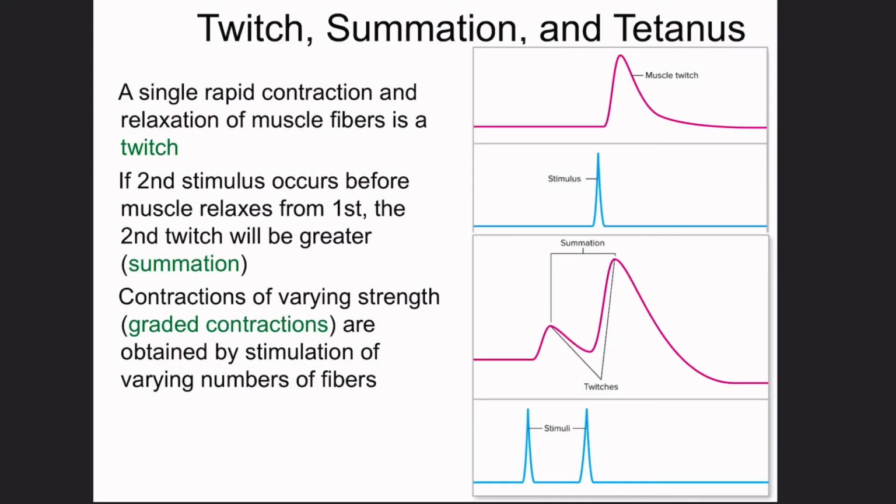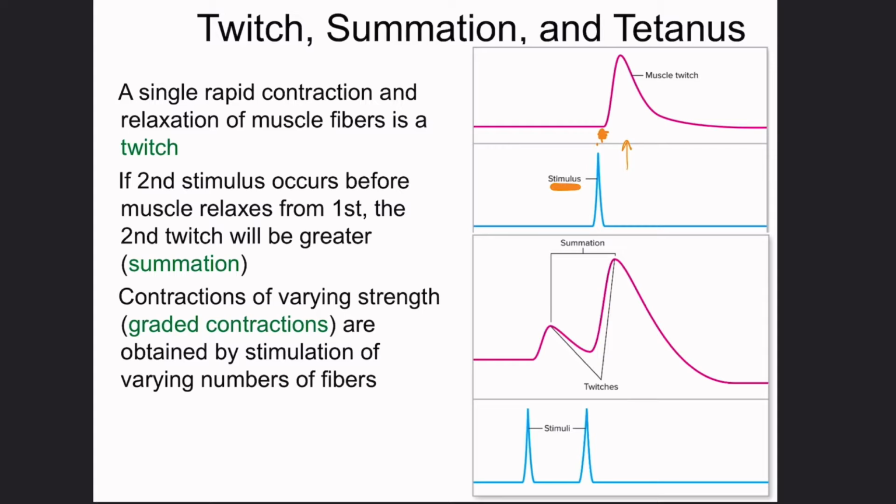When a muscle is stimulated, it is going to cause a single rapid contraction, which is called a twitch. Notice that there is a slight delay here between the stimulus and twitch, in terms of milliseconds. And that's because of excitation-contraction coupling. This is going to send that action potential. The muscle fiber is excited during this time, and then it contracts. And so there is a slight delay. It's called the latent period.